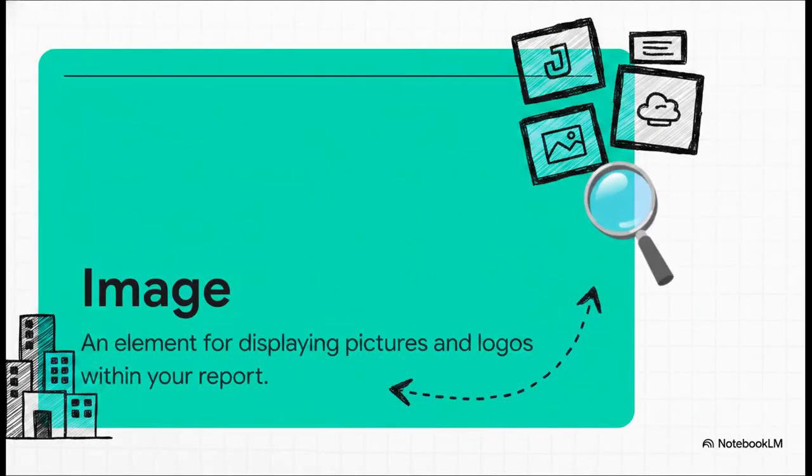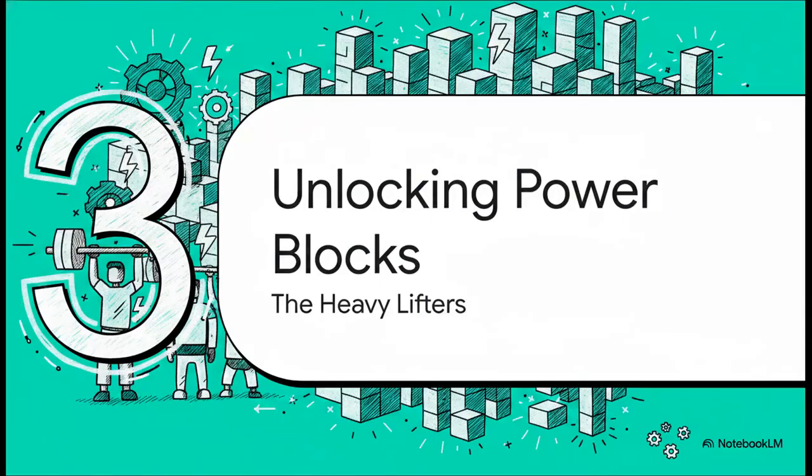And finally, to finish up our basic toolkit, we have the image element. This one's pretty self-explanatory, right? It's how you get your company logo, a product picture, or any other graphic onto the report canvas. Okay, so we've got our basic blocks for structure and text. That's great, but let's be real.